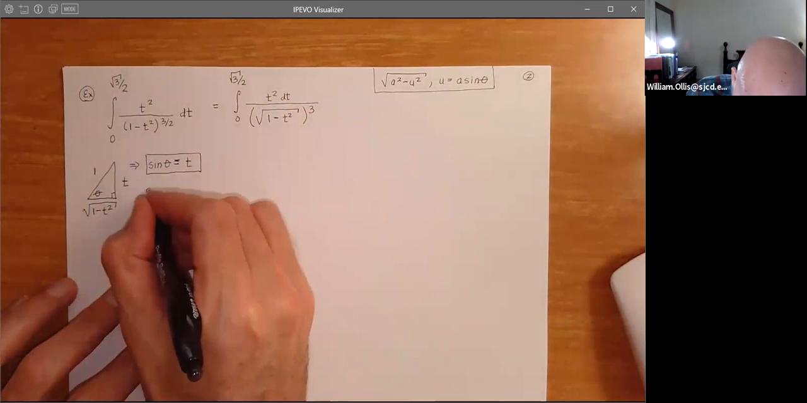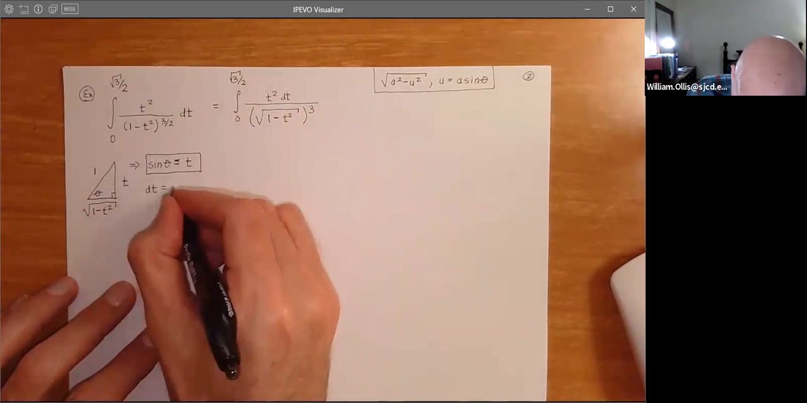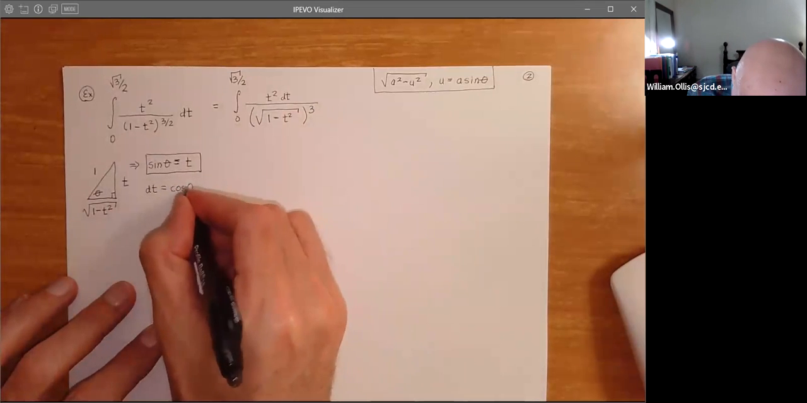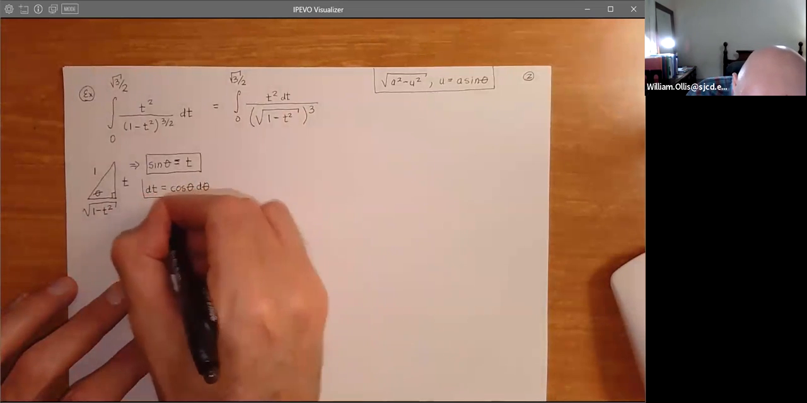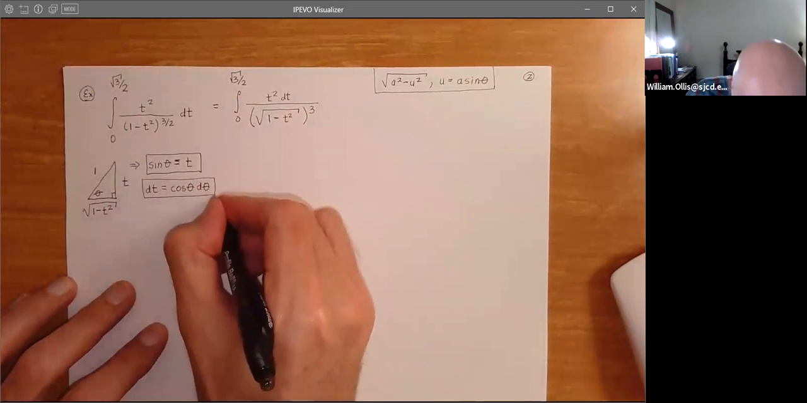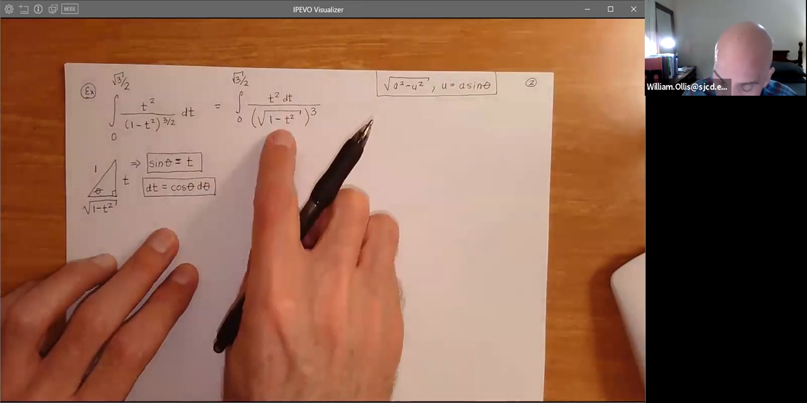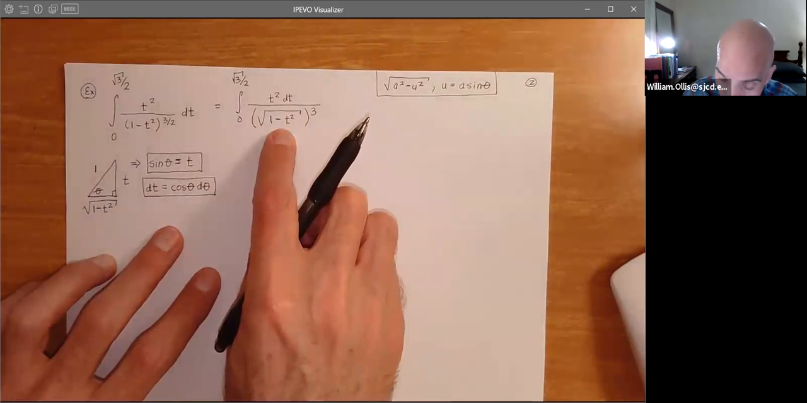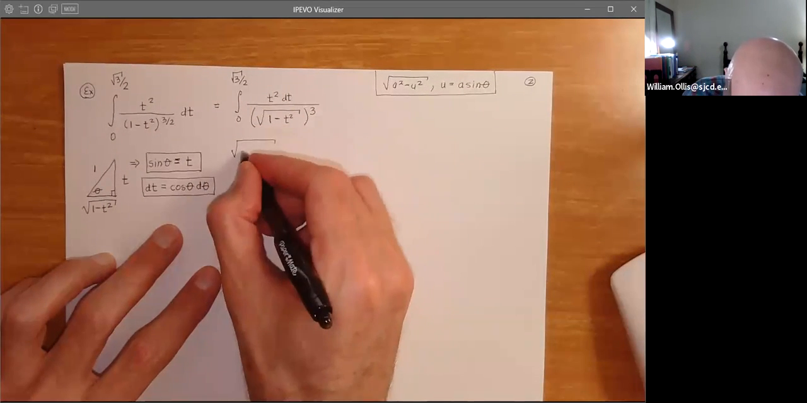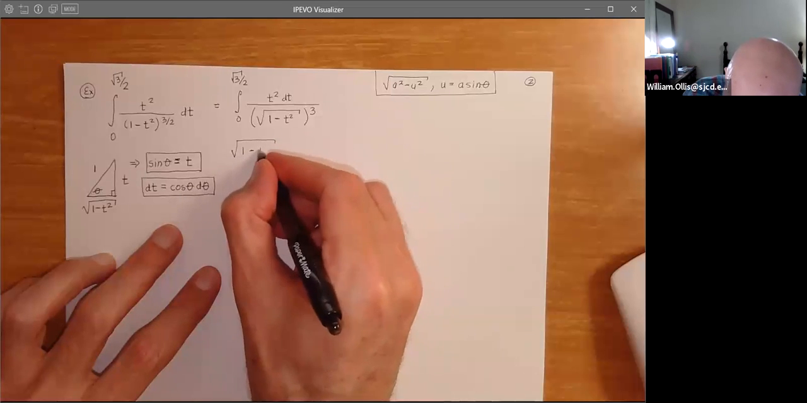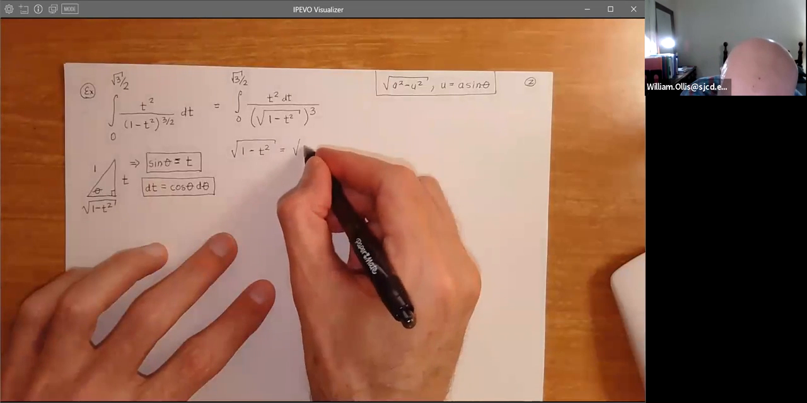So we have dt, and the derivative of sine is cosine. So we have cosine theta d theta. So boom, we have that right there. Now, what we can also do is, okay, we need a replacement for the radical like we did before. Let's go ahead and compute that. So now 1 minus t squared, that's just going to give us 1 minus sine squared.